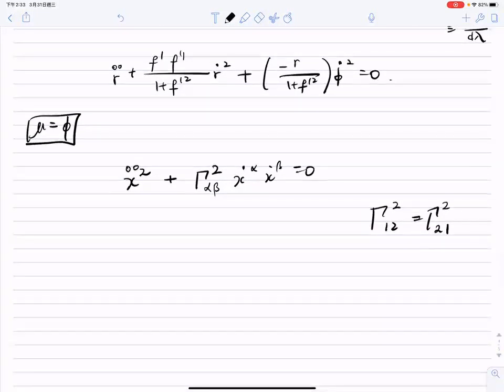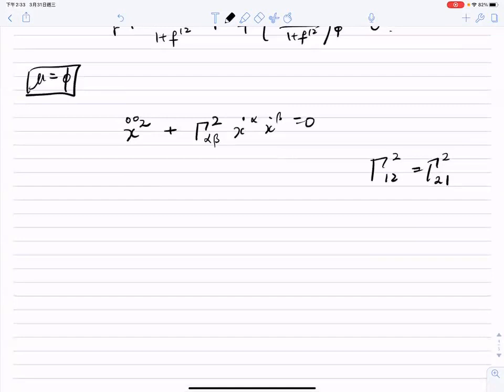As I have marked in some midterms, some students think that if the 1, 2 component is non-zero, they only write down one Christoffel symbol times x dot 1 and x dot 2, which is incorrect, because both components are non-zero.